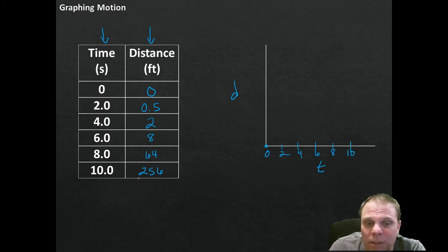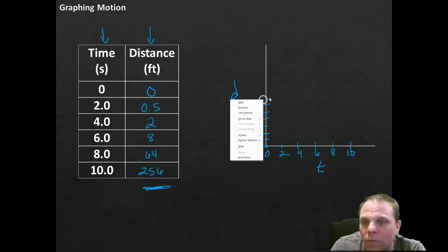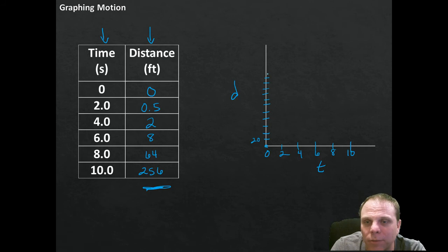And then on the distance, we've got to get all the way up to 256. Oh my goodness. So let's just say we've got 20, 40, 60, 80, 100, 120, 140, 160, 180, 200, 220, 240, and 260. Okay, ish, right? 260 way up here.